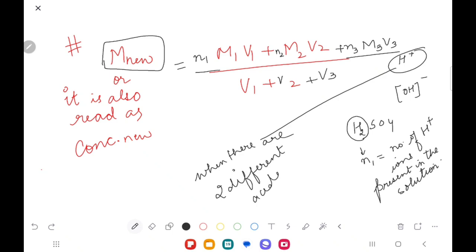Yeah. Then we have to calculate the concentration of H plus. But if both the acids are same, then also we have to calculate the new concentration, no doubt about that. But in that scenario, the N1 and N2 shall remain same. I'll give you the example, you understand. See, why this has come up, understand.